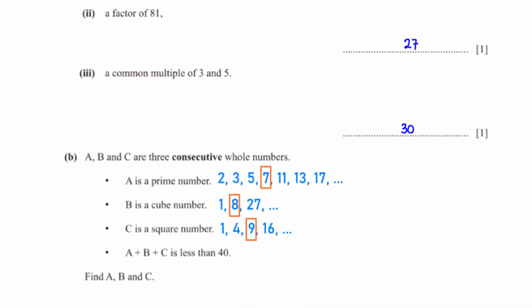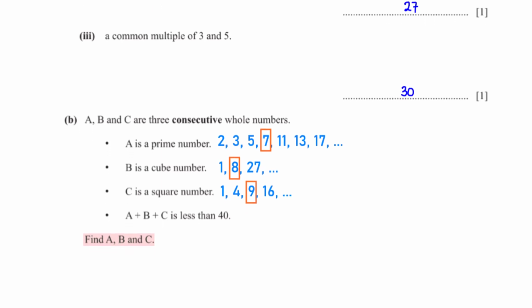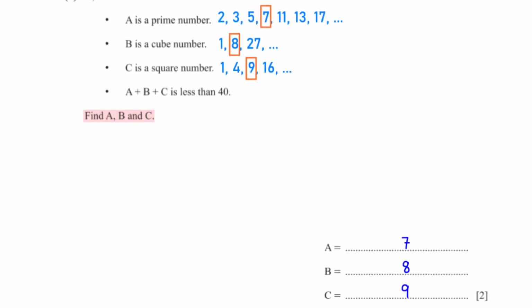A, B, and C are three consecutive whole numbers. A is a prime number, B is a cube number, C is a square number. A plus B plus C is less than 40. Find A, B, and C. Since the sum of A, B, and C is less than 40, we can get the values of A, B, and C by listing the first few prime numbers, cube numbers, and square numbers. From the list we see that the consecutive numbers are 7, 8, and 9. So A is 7, B is 8, and C is 9.